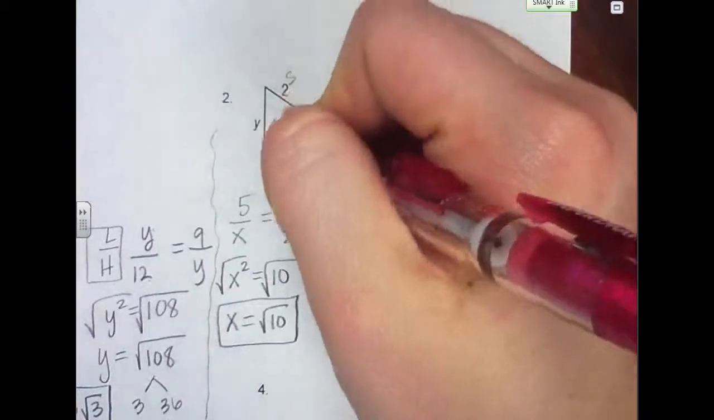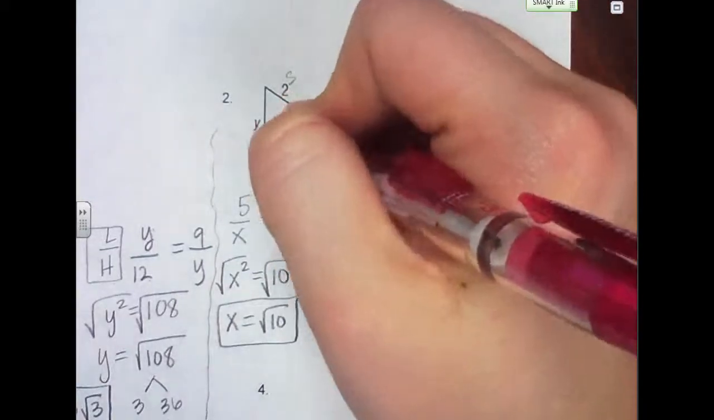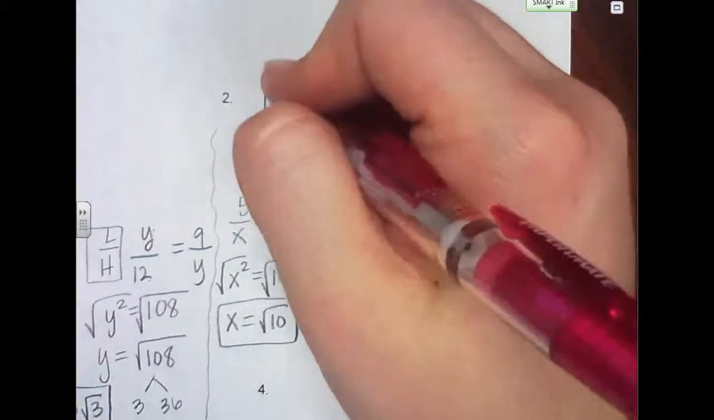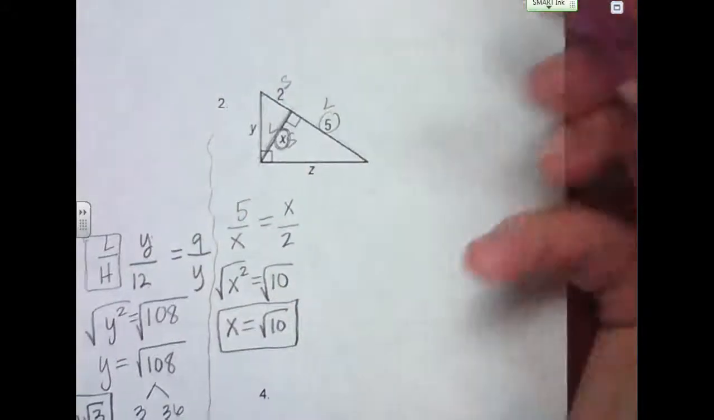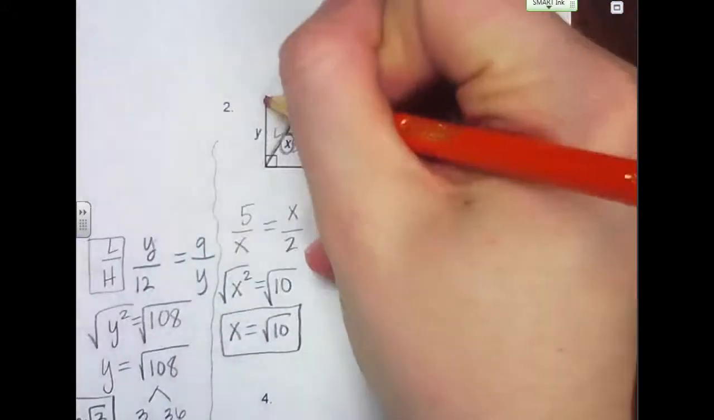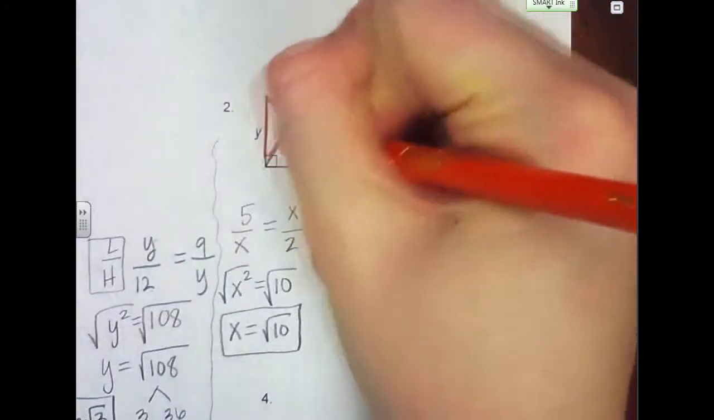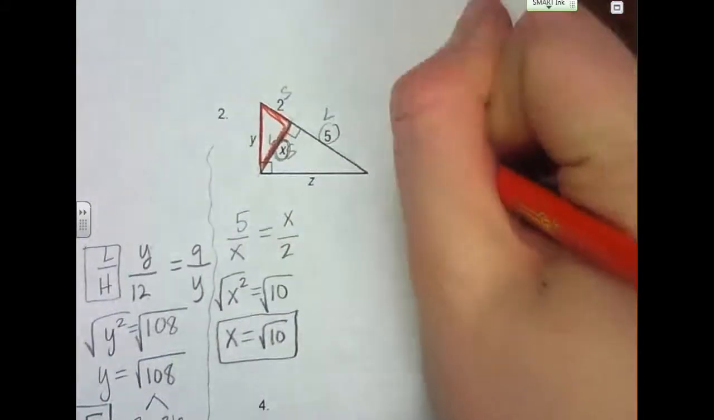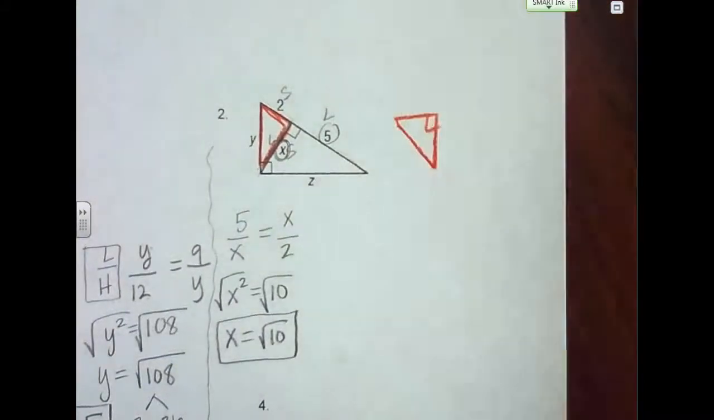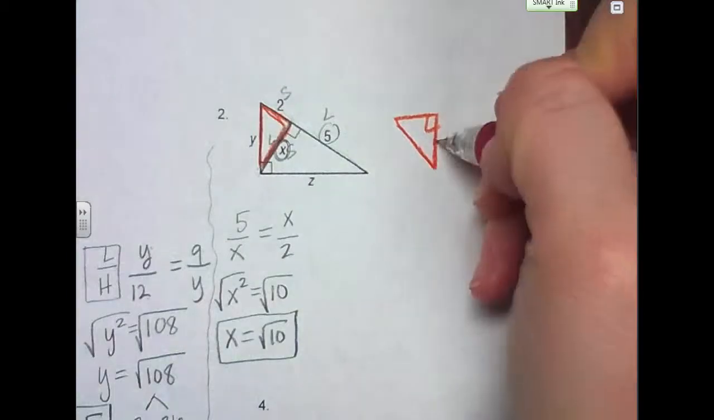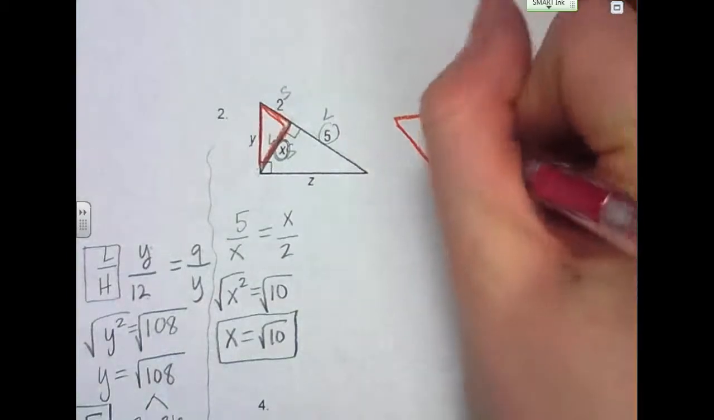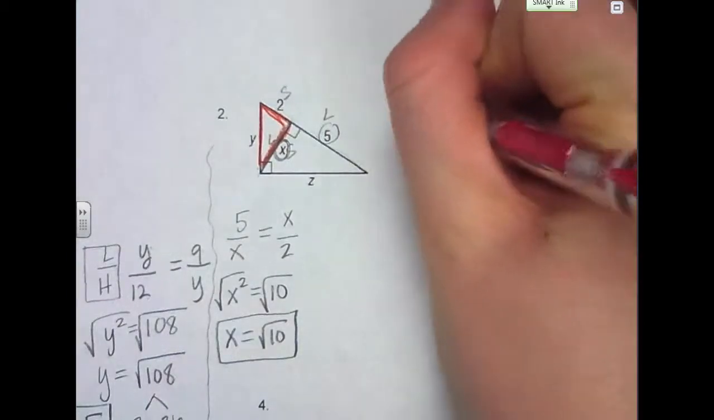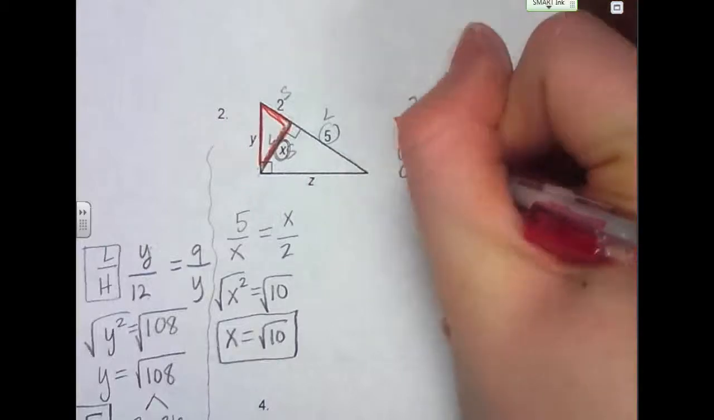So if we know x is equal to the square root of 10, I could use Pythagorean theorem to solve this triangle now. So this triangle right here, I'll outline it in orange. And if I was to redraw that, like that, we just found that x, which was this side, is square root of 10. And this side here is 2.